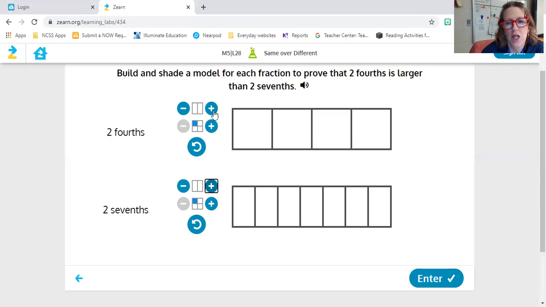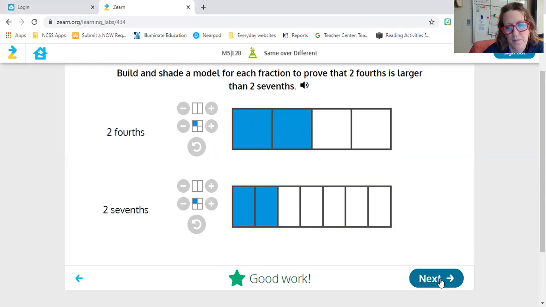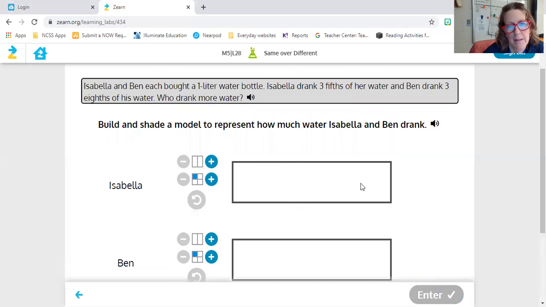Okay, so let's shade it. Now, if you notice right here, these pieces, we had to divide these more times because we had to divide it 7 times. So that makes these pieces smaller. But let's look, let's shade 2 and let's shade 2. And this is bigger. We're going to look at that in a minute.